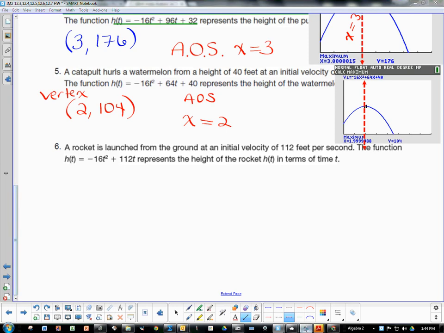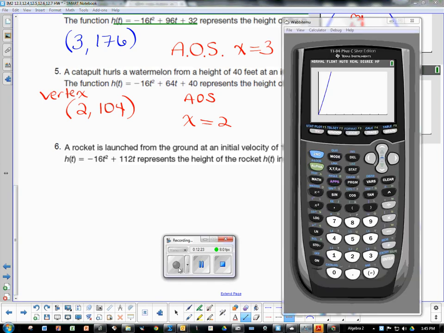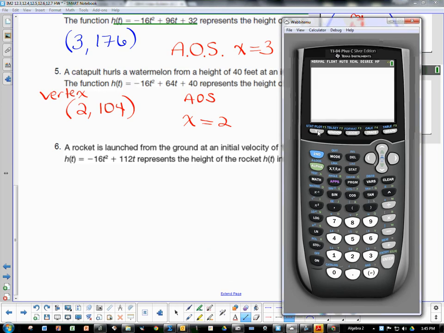So once again, I'm going to pause. All right, I have my function. I've typed it into my graphing calculator. But when I go to graph, my window is a little too small. So we're going to head up to window, and we're dealing with a rocket here, so it's probably going to go up a little bit higher. And I'm not sure of the maximum height. So let's test 2,000. We'll go ahead and graph it.